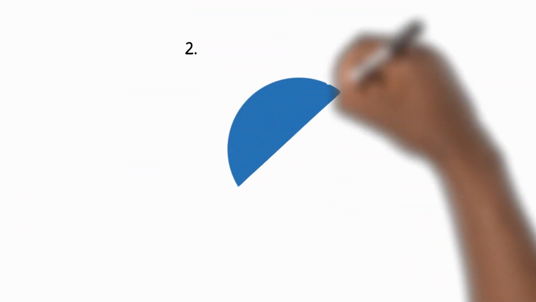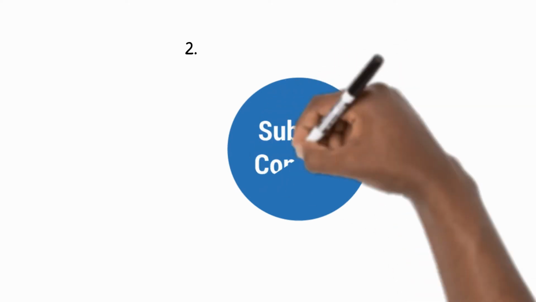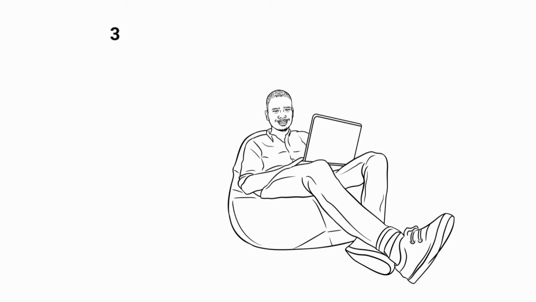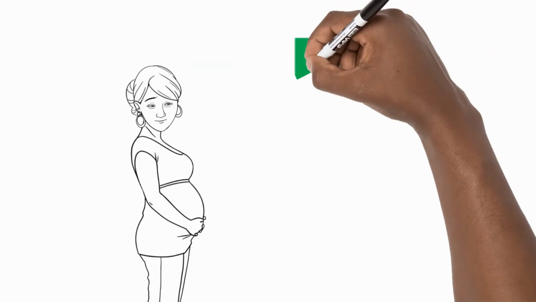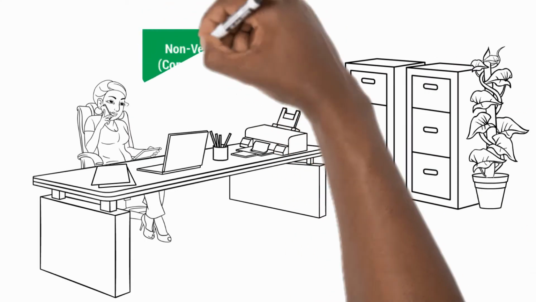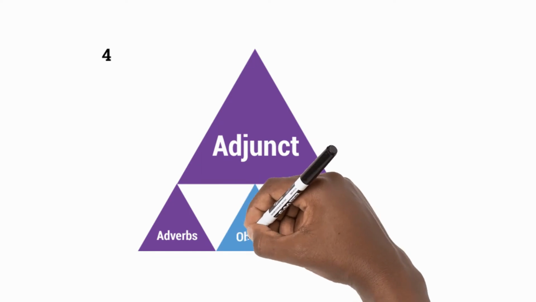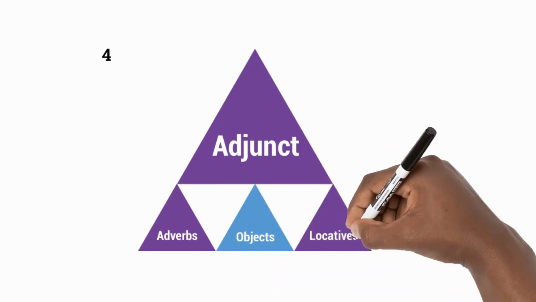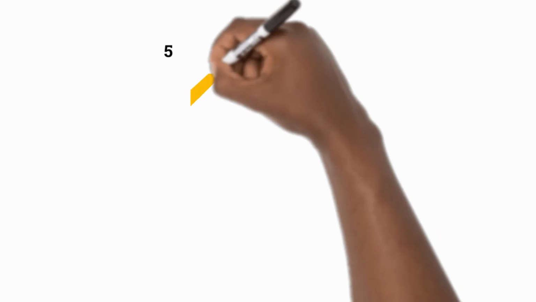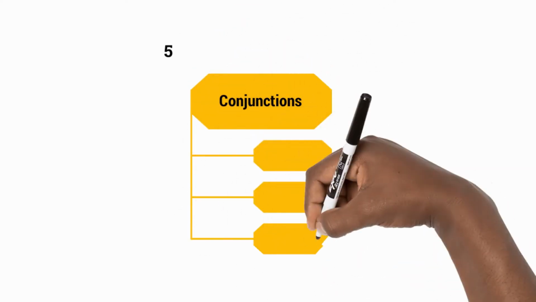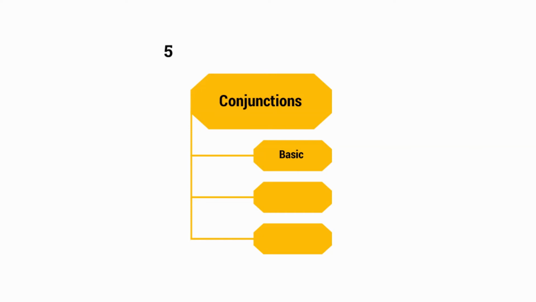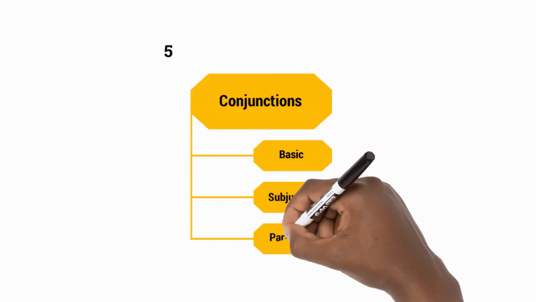2. Then we have subject concords, which are derived from the subject itself. 3. The parts of speech that make up types of stems are verbs, stative verbs, as well as non-verbs. 4. The parts of speech that make up an adjunct are adverbs, objects, as well as locatives. 5. The parts of speech that make up conjunctions are basic conjunctions, subjunctives, as well as participials.